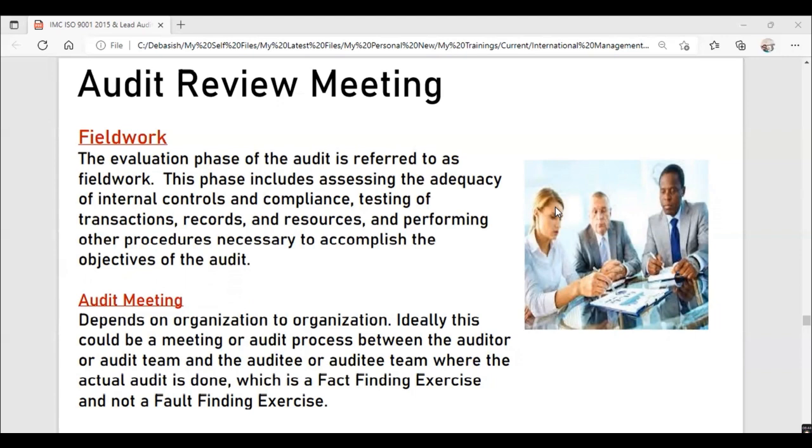Audit meeting. The audit meeting varies from organization to organization. Ideally, this could be a meeting or audit process between the auditor and the auditee or the audit team, where the actual audit is done, which is a fact-finding exercise and surely not a fault-finding exercise.